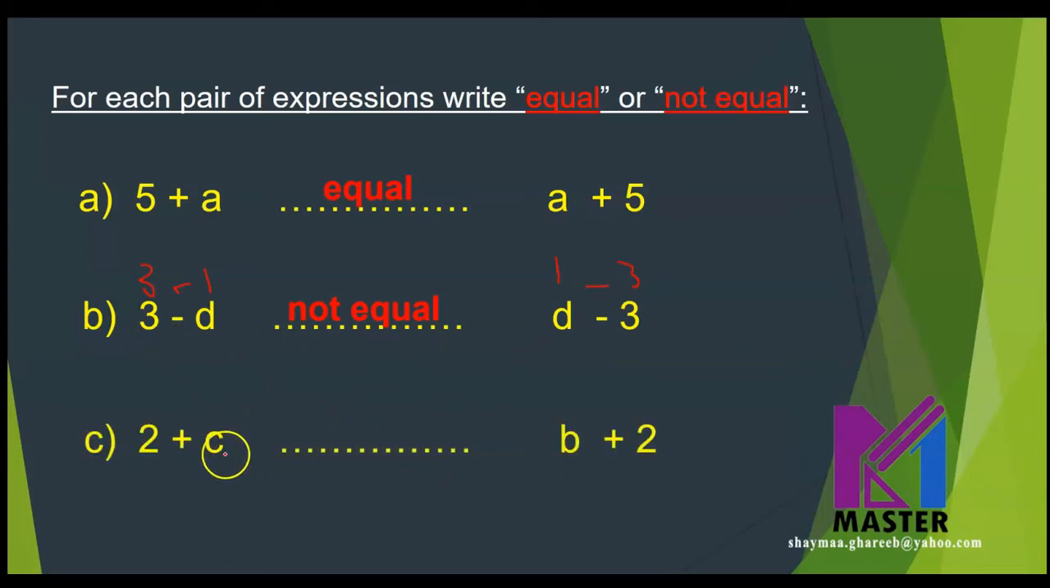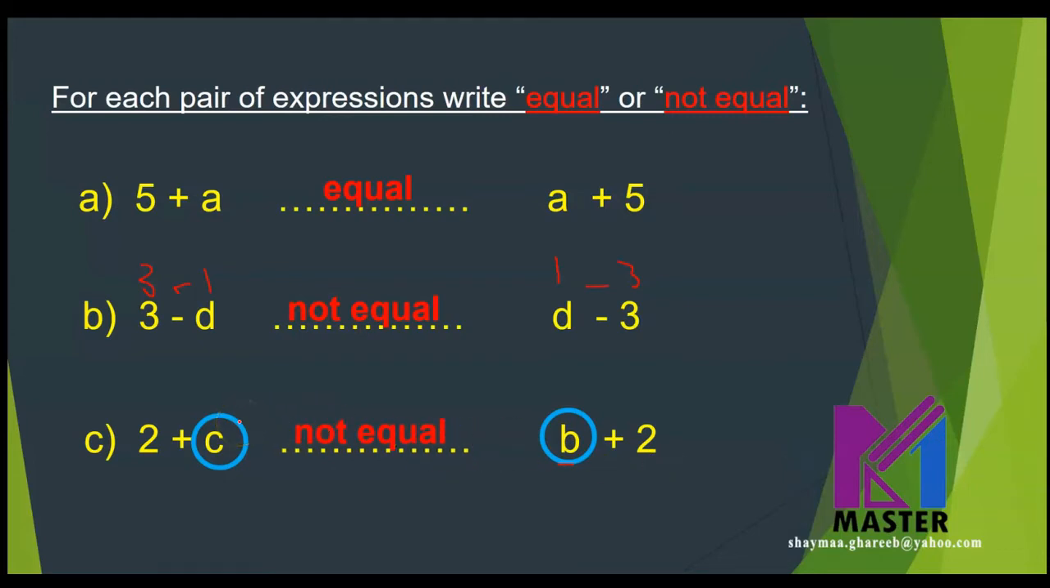What about the third one? I have 2 plus C and then B plus 2. They are different variables. I have here C and I have here B. They are different numbers. They are not the same. So if I said 2 plus C, is it equal to B plus 2? Of course not. They are not equal.